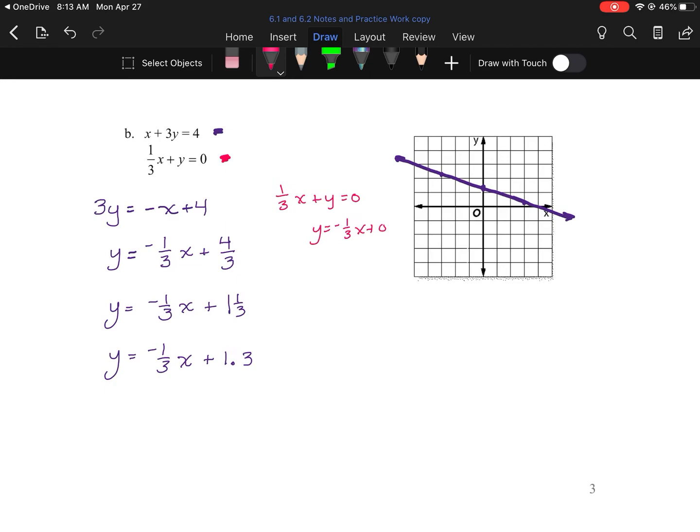Oh, so don't forget that plus 0 just means it crosses right at the origin. And then down 1 over 3. Up 1 to the left 3. Don't forget that negative slope should go down from left to right. And if we look, those two are parallel, so we get no solution.